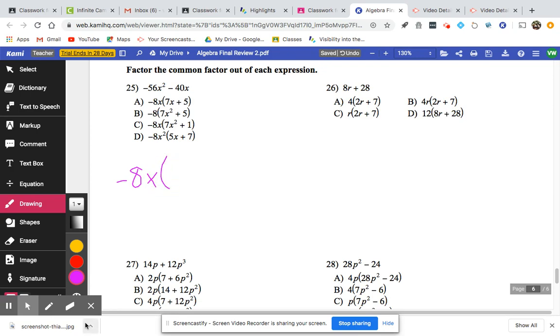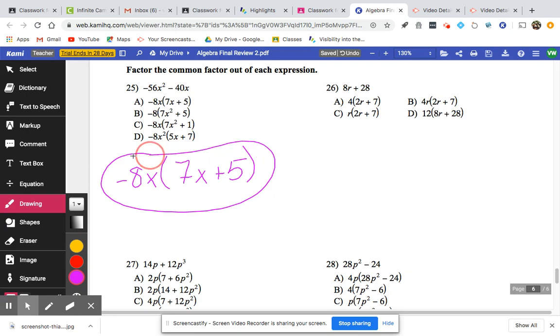Now we need to ask ourselves, okay, what's left? What is 56 divided by 8? It's 7. I've got an x left over right there. Now, what is 40 divided by 8? It's 5. Do I need to put an x with the 5? No, because I already factored it out. So there's my answer, and it's letter A, 26.